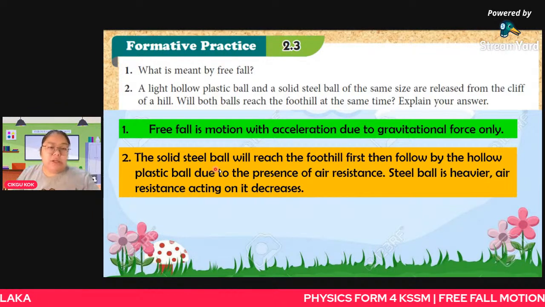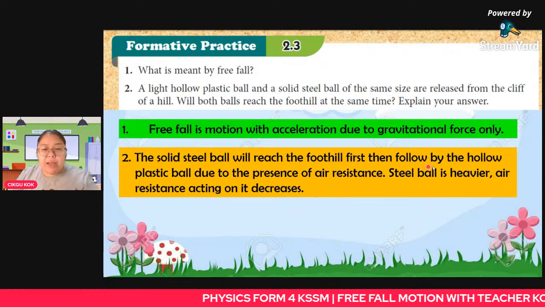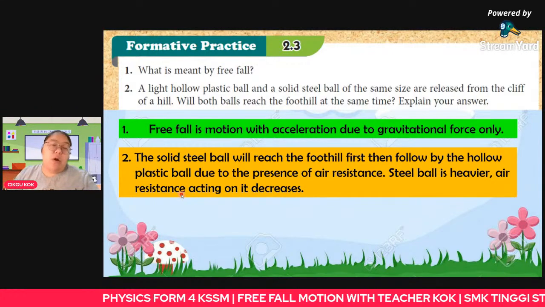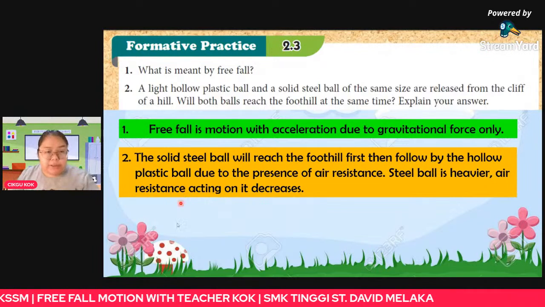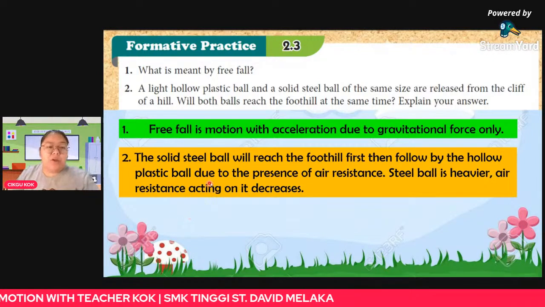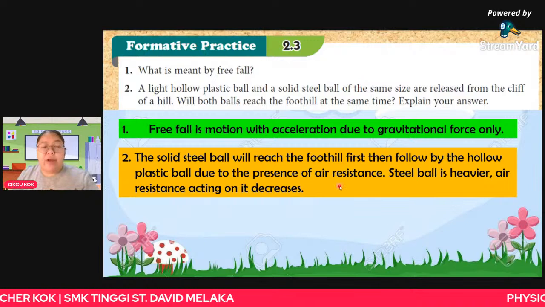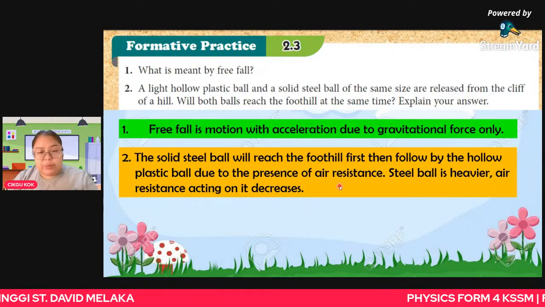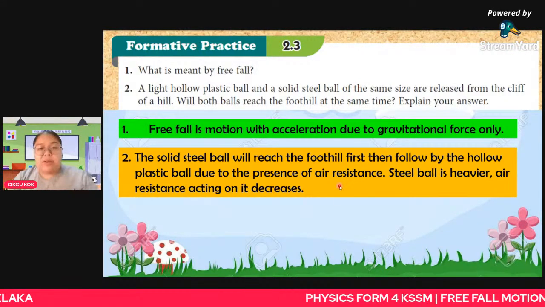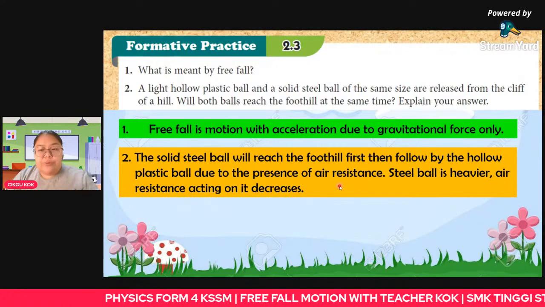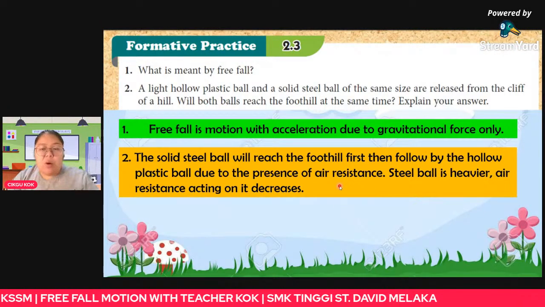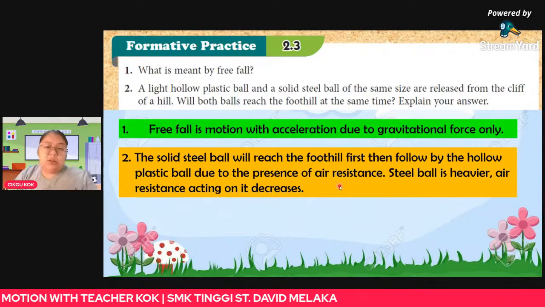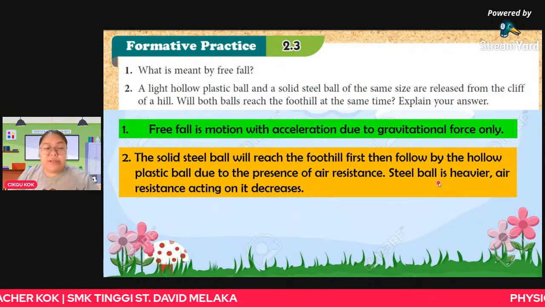The solid steel ball will reach first compared to the hollow plastic ball. So that means the steel ball comes down first, followed by the hollow plastic. The reason is the presence of air resistance. We need to explain that it is because of the air resistance effect. Then you must say why the presence of air resistance affects the hollow plastic ball. The reason is the steel ball is heavier.